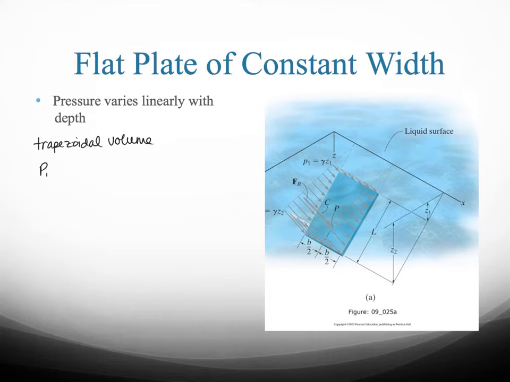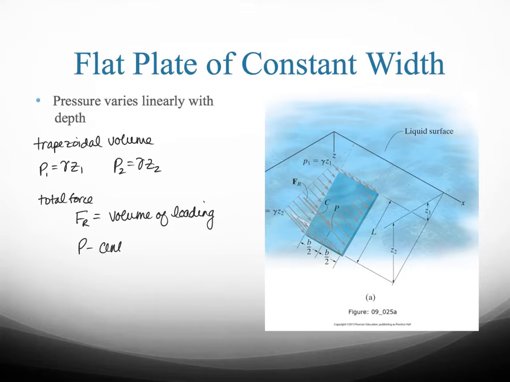The pressure at the low end is gamma z1. The pressure at the high end is gamma z2. The total force acting, F sub r, is equal to the volume of the loading. And the pressure can be said to act at point P, which is the center of pressure. The center of pressure corresponds to point C, which is the centroid of the volume.